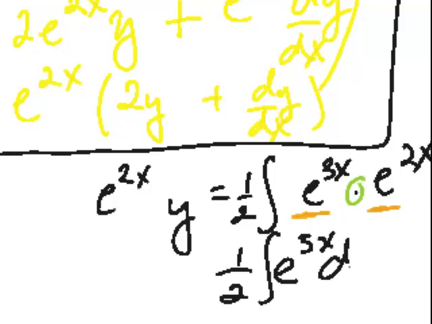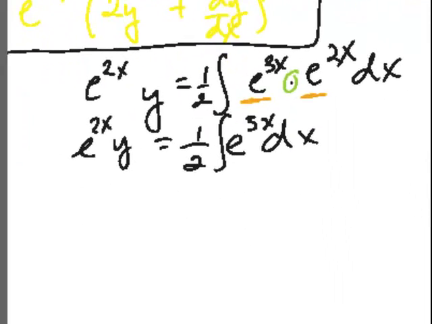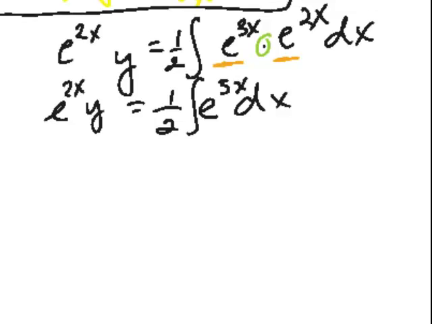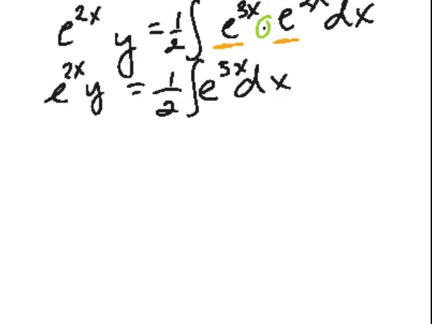Still haven't integrated, still need the integral sign. This whole side just comes along for the ride. And then at this point we can integrate the right-hand side. If you remember, the off-to-the-side rules are typically in red.